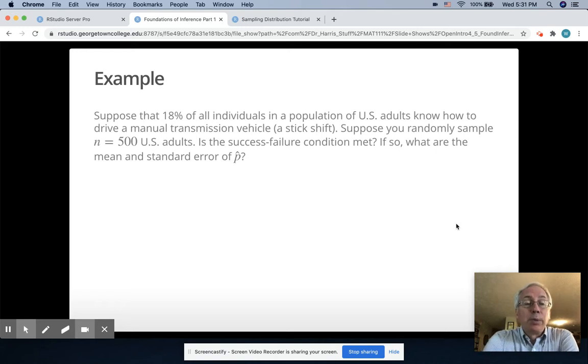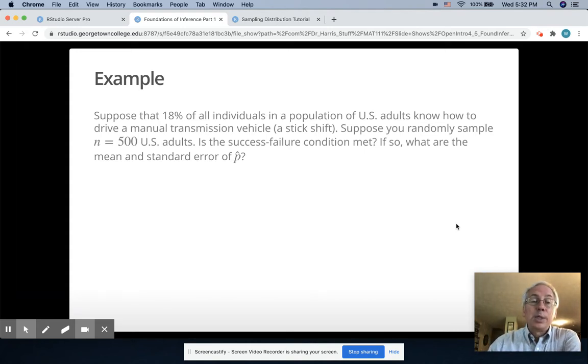So here's an example. We're going to calculate a standard error. Suppose that it turns out that 18% of all US drivers know how to operate a manual transmission. If you took a random sample of 500 adults, would the success failure condition be met? And if that is the case, what would we say the mean and standard error of the distribution of p hat are?